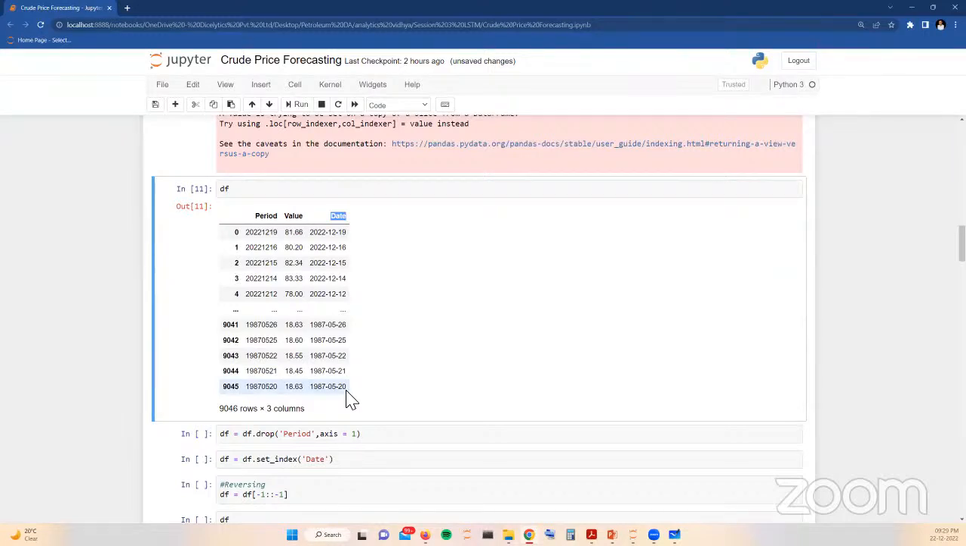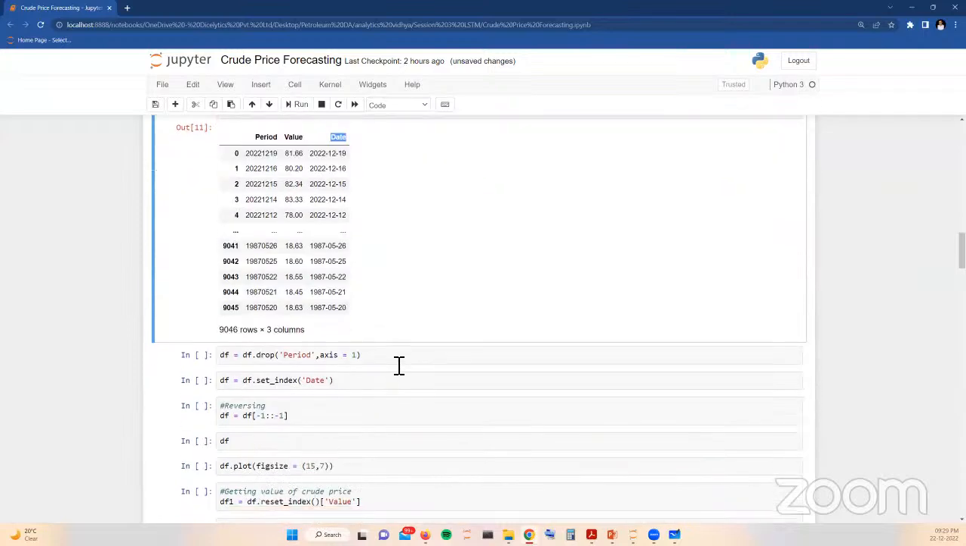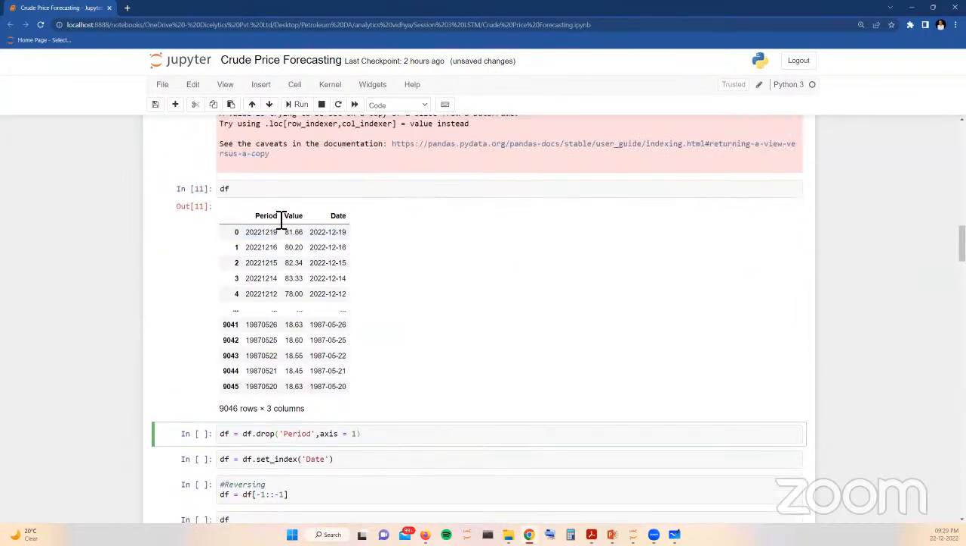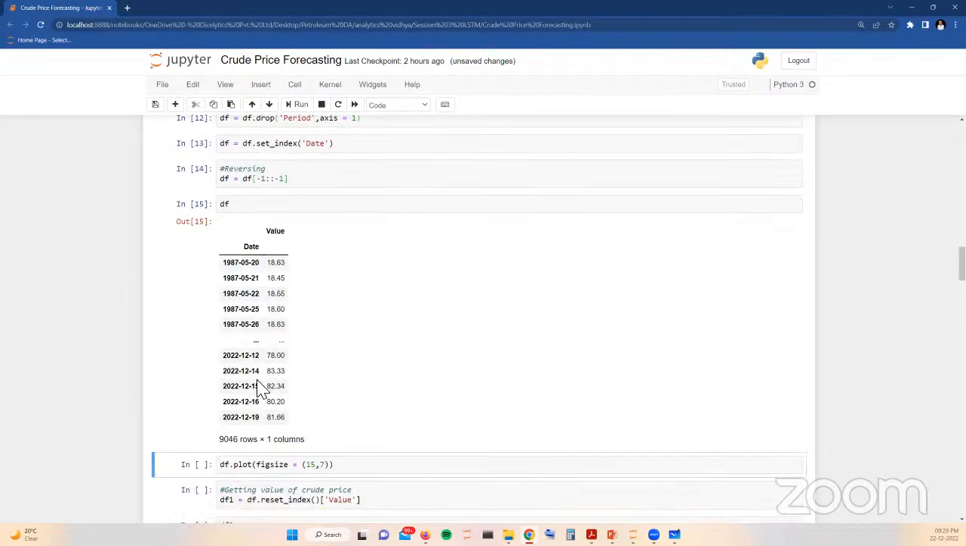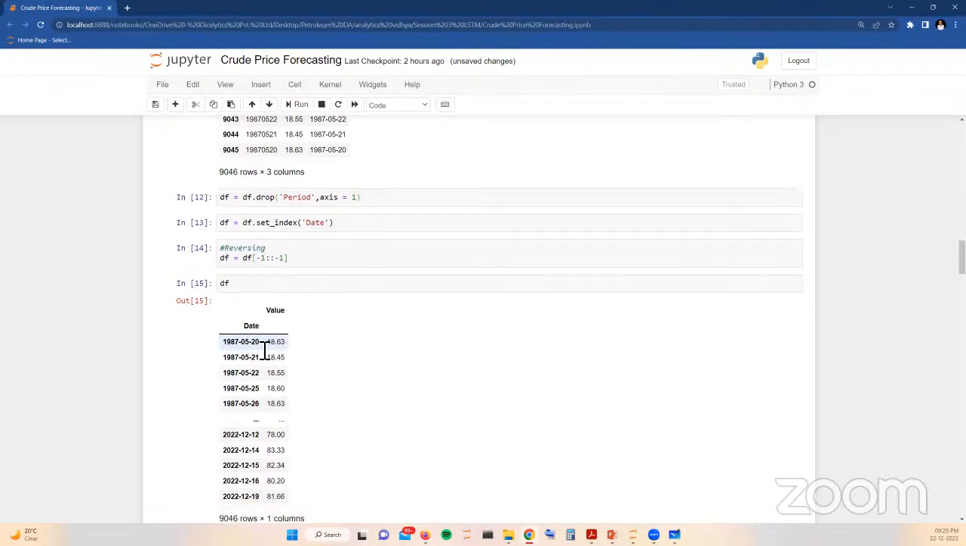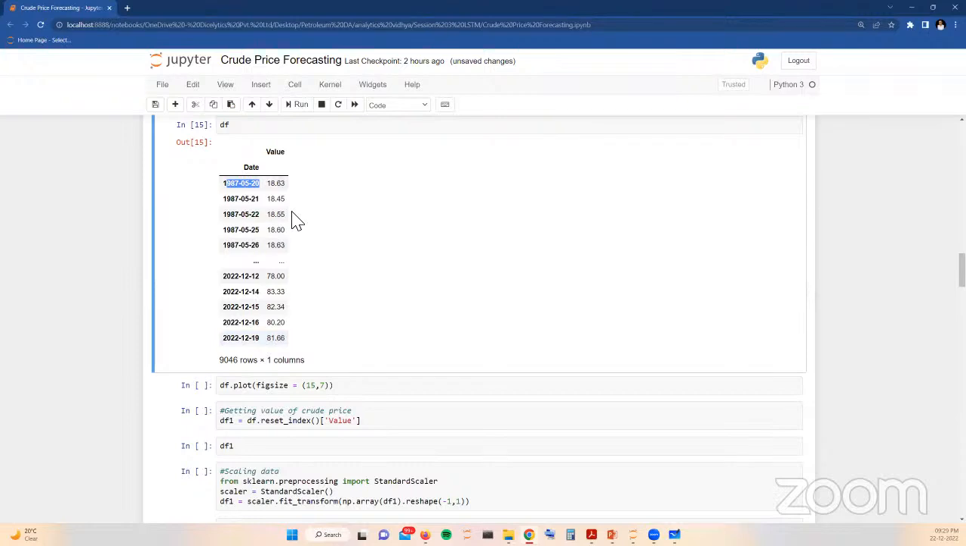A lot of data is there that I'm going to use. This period column is not necessary now because I have the time information from the date column itself. So I'm going to drop it, setting the index as date. These are some of the basic points, so I'm not going into detail, just preparing my data frame. Then I just reverse the data, because I want the past data first.